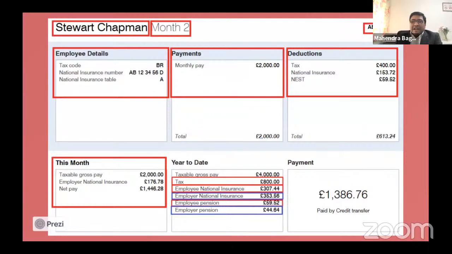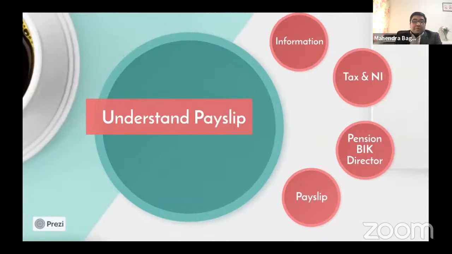So this is a very standard format. It's just one example. As long as the payslip format covers the minimum required information, it is good. The more they provide, the better, because an employee can understand the breakdown and any other information they have, and it reduces queries in future. Okay, so that was about understanding the payslip. I hope I managed to cover most of the points.